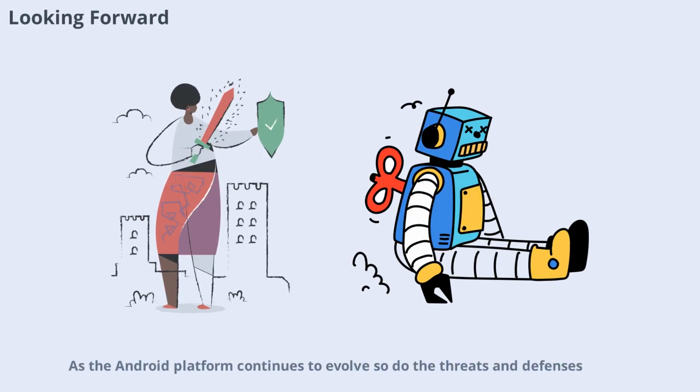The Android platform continues to evolve, and so do the threats and defenses. Stay curious, keep learning, and adapt your security practices to meet new challenges. By making security a continuous priority, you can ensure your apps remain safe and reliable for years to come.